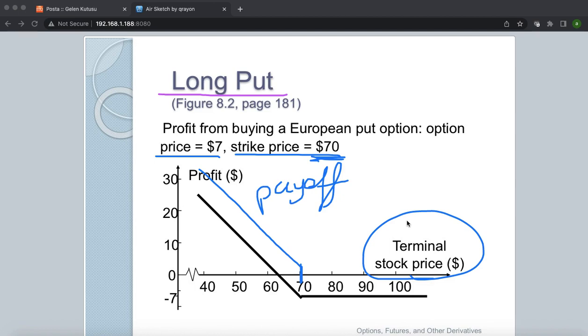But since we paid the $7, it is going to be shifted by the $7 because we are reducing the premium we paid from our payoff. And then that will give us the curve that is here, that basically gives us the profit and loss situation depending on the terminal stock price. And since this will be shifted by $7, this will correspond to this $63 here. And if the price is below this $63, then we will actually have a positive profit in a long put position, for the given strike price and option price in this example.